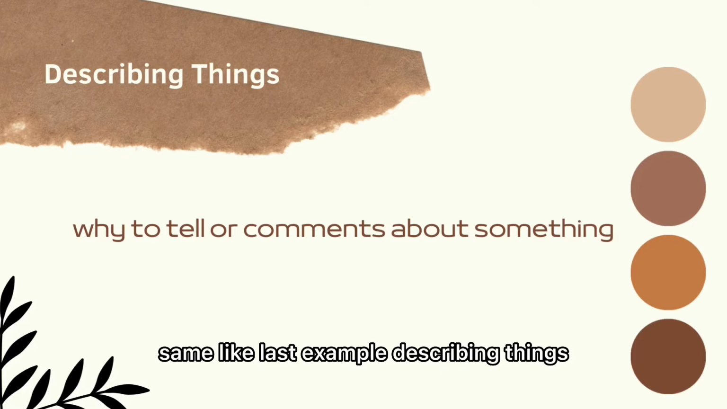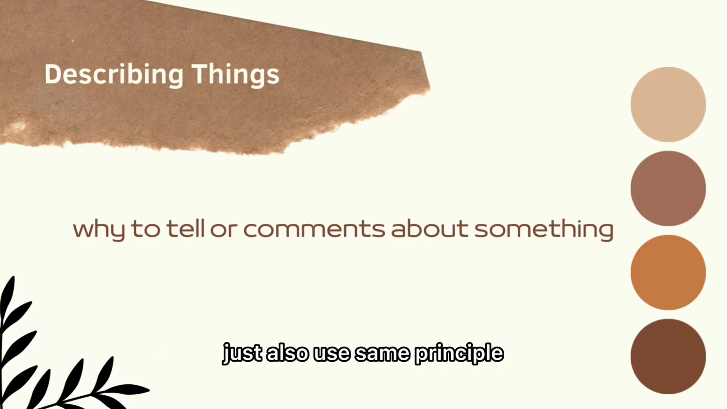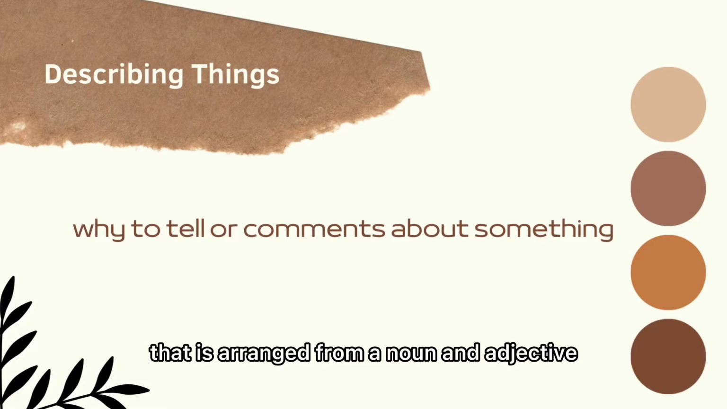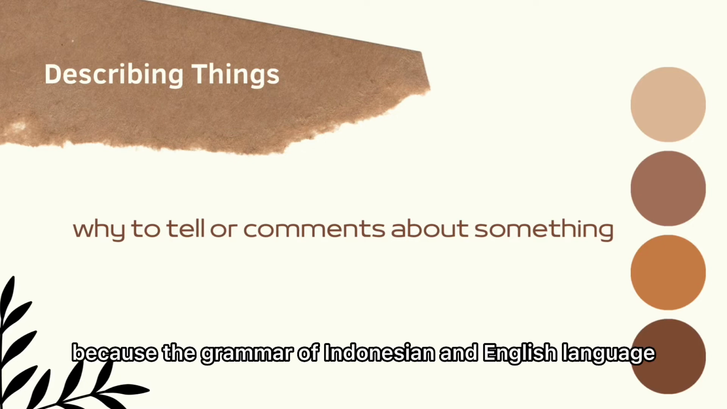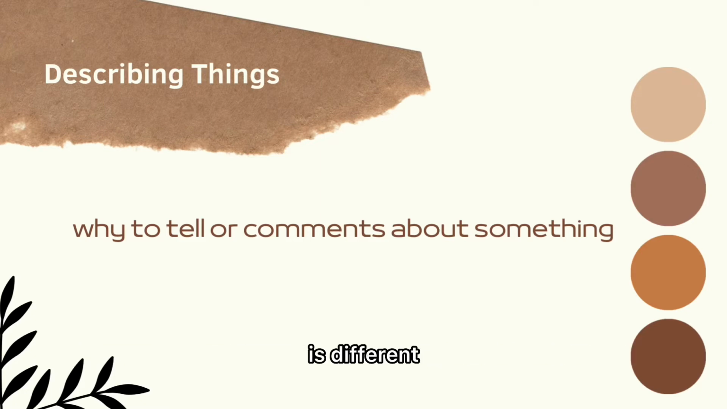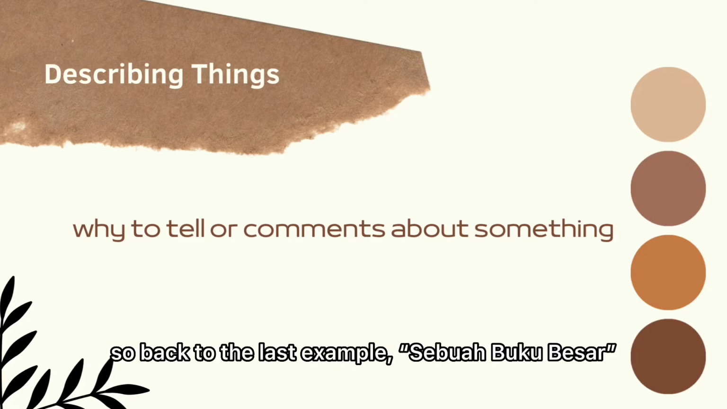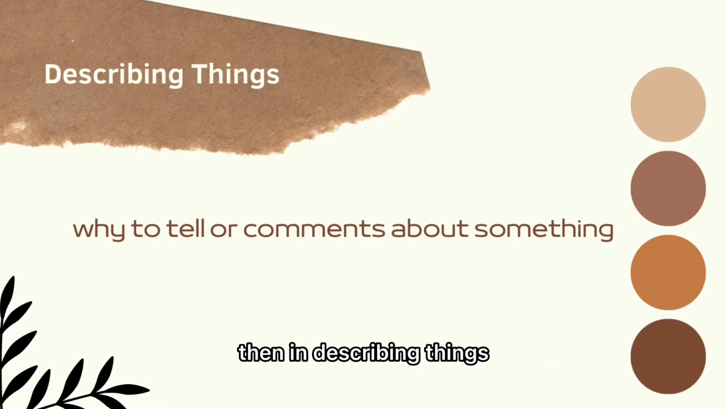As explained before, describing things uses the same principle, that is, it is arranged from a noun and an adjective. It is just that the placement is different because the grammar of Indonesian and English is different. So, back to the last explanation, sebuah buku besar is describing things. The context will be a big book.